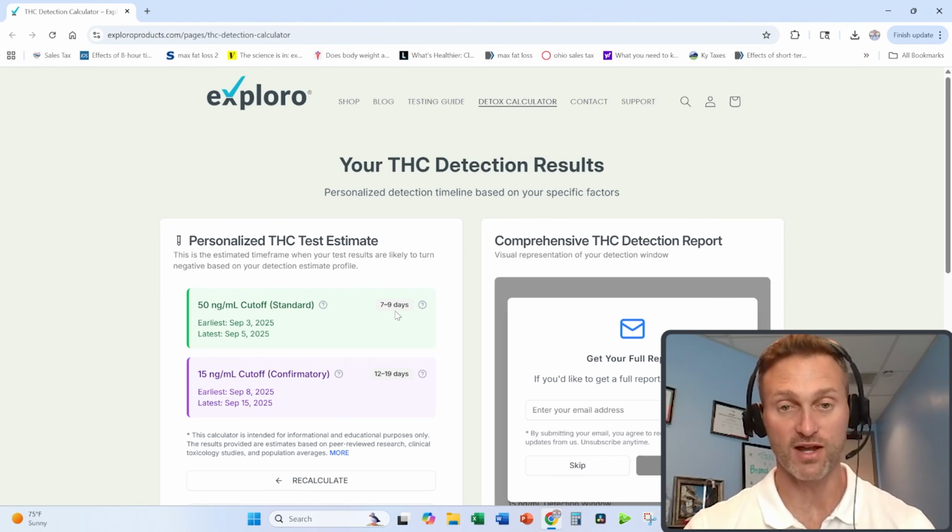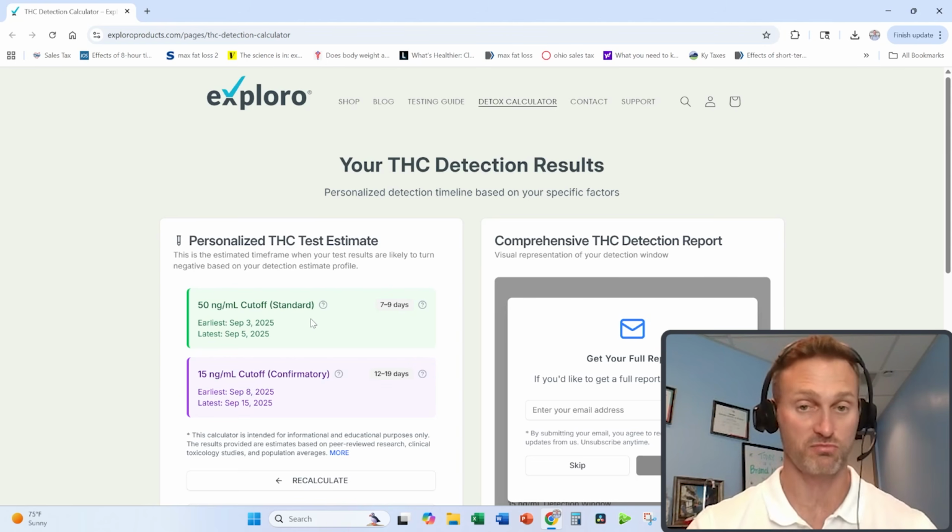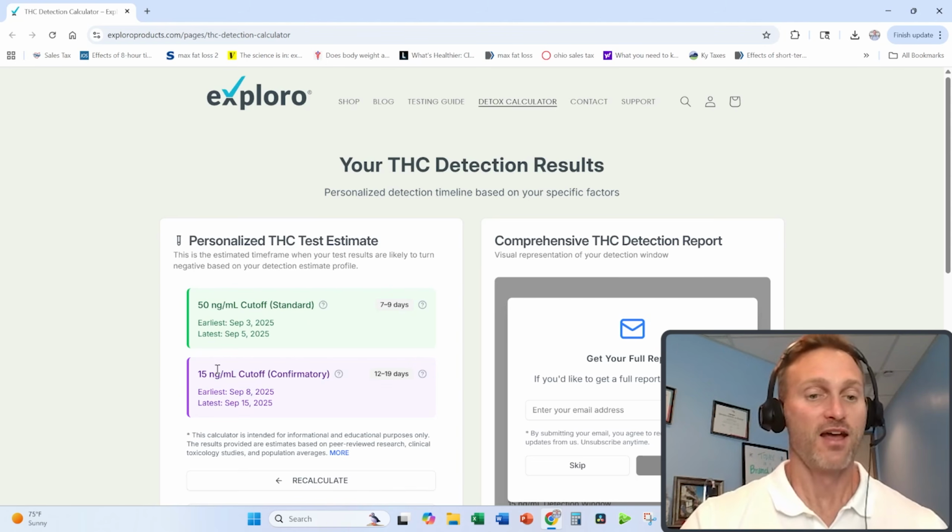They have 7 to 9 days. I said between 1 and 2 weeks, so that's right in that estimate. So far, so good. Don't get confused here. Don't get scared by this 15 nanograms per milliliter cutoff.